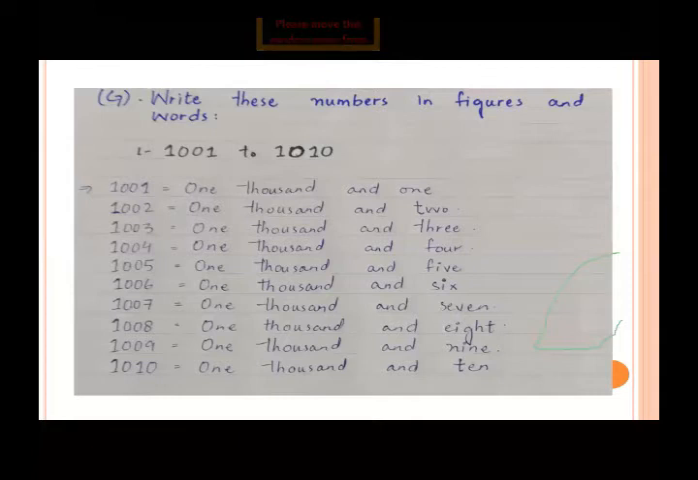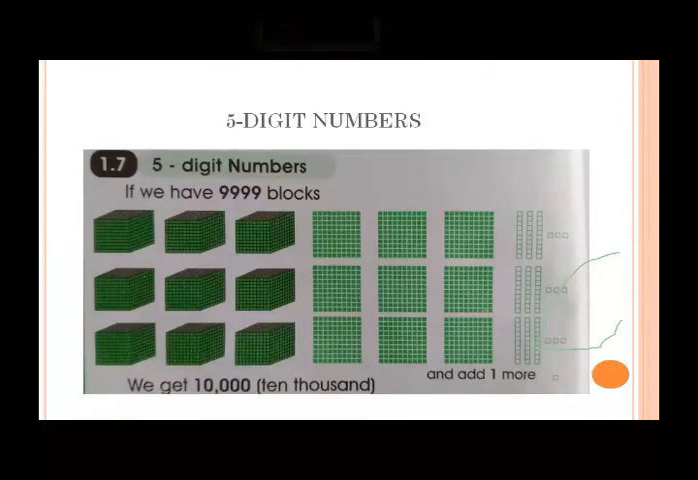Now our today's topic, 5-digit numbers. Yesterday or the day before yesterday, we learned 4-digit numbers and 3-digit numbers. But today we are going to learn 5-digit numbers. Placing of 4-digit numbers ends at thousands. Placing of 3-digit numbers ends at 100. So the placing of 5-digit numbers ends at 10,000.